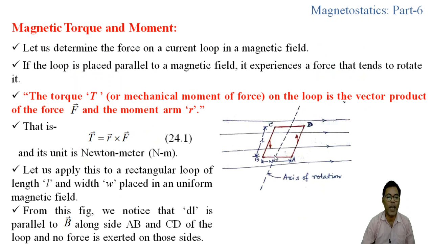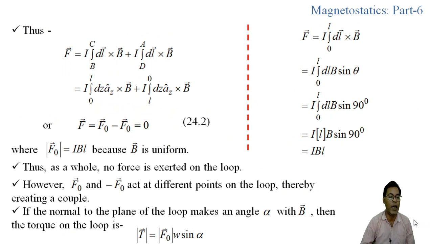So here you can see that the A to D length has the force in the upward direction, and from B to C the force is in the opposite direction, a downward direction. So due to these two forces, although the magnitudes are the same, the direction is different, that is why this current loop will rotate, and for that we will get the magnetic torque, or we can say it will create a couple.